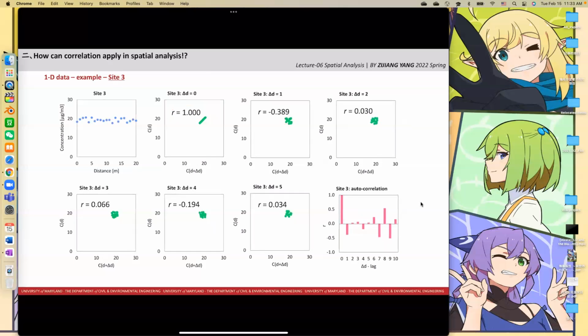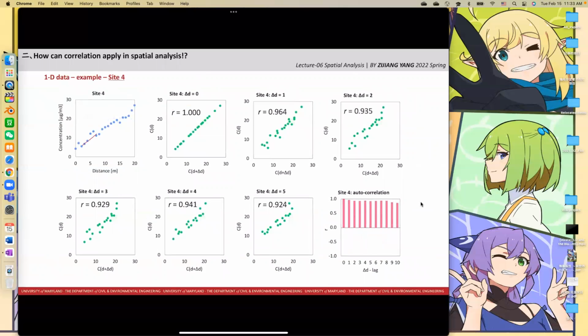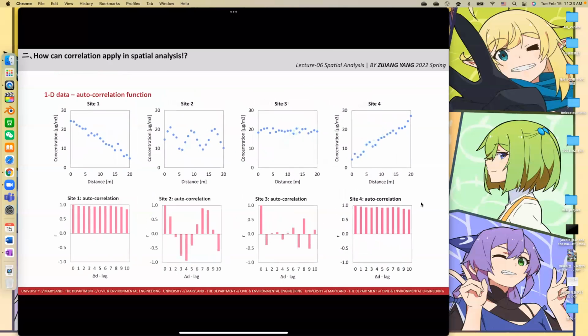And let's look at the last one. For the last one, it is solely increasing. And again, we can calculate the correlation coefficient in terms of each delta D. And we have this plot here. And this is pretty similar to the first one. Let's just go to the next slide.